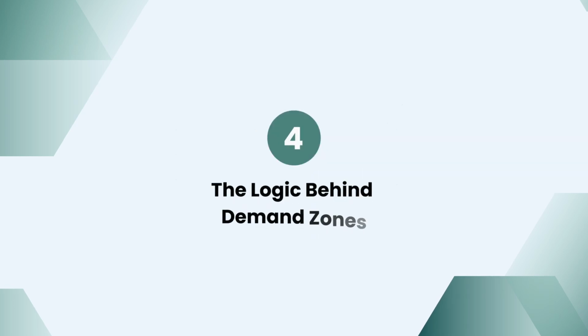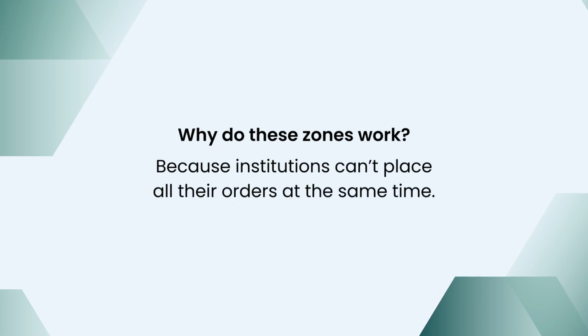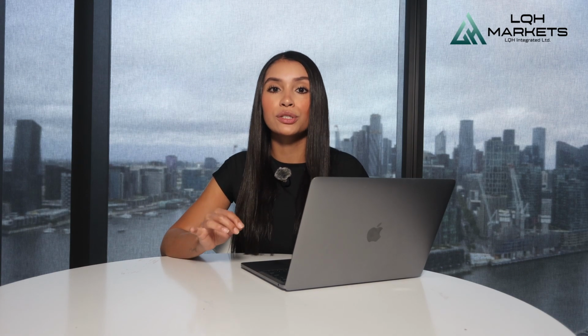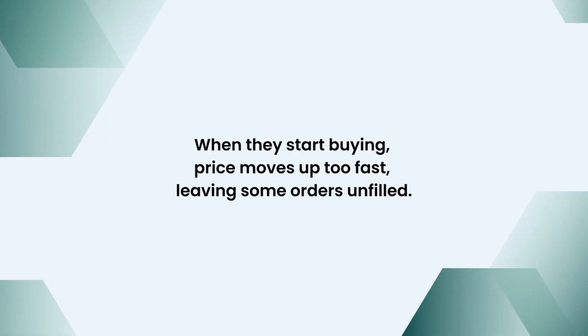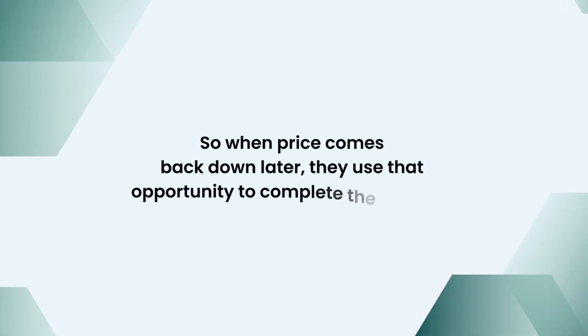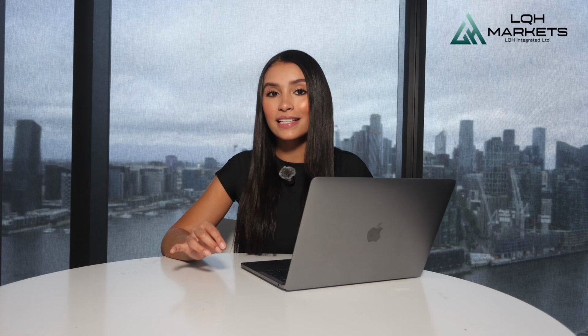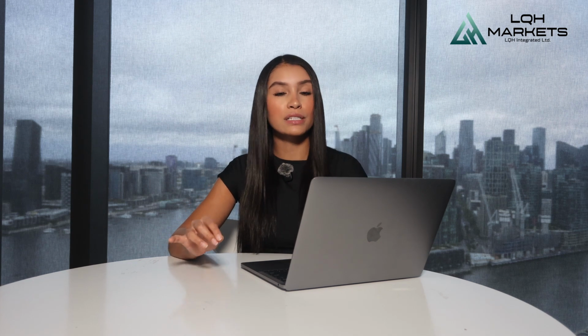The logic behind a demand zone is number 4. Why do these zones work? Because institutions can't place all their orders at the same time. Their trade sizes are so large that they need multiple entries to build a position. When they start buying, price moves up too fast, leaving some orders unfilled. So when price comes back down later, they use that opportunity to complete their buying. That's why these areas tend to hold. They are not random, they are the footprints of smart money.